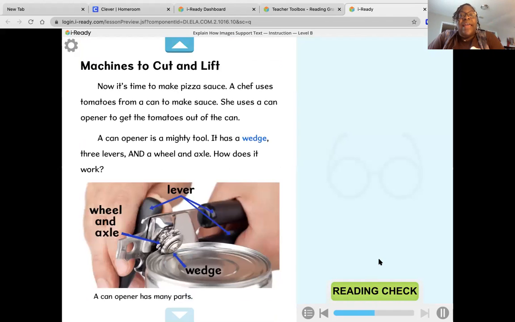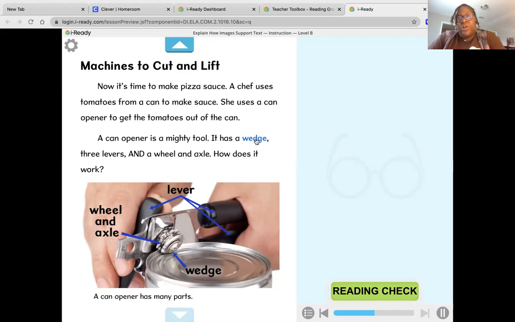Machines to cut and lift. Now it's time to make pizza sauce. A chef uses tomatoes from a can to make sauce. He uses a can opener to get the tomatoes out of the can. A can opener is a mighty tool. It has a wedge, 3 levers, and a wheel and axle. How does it work?